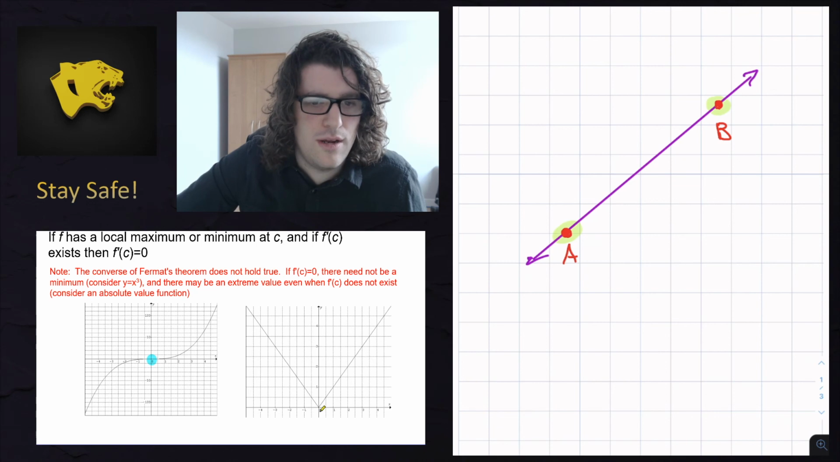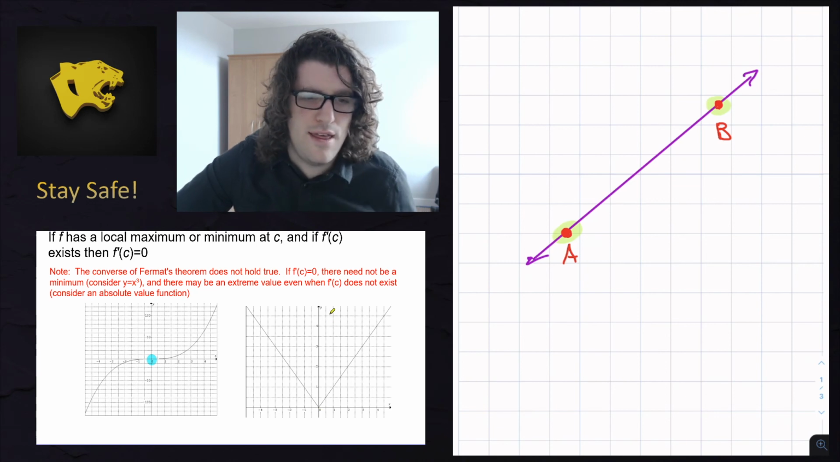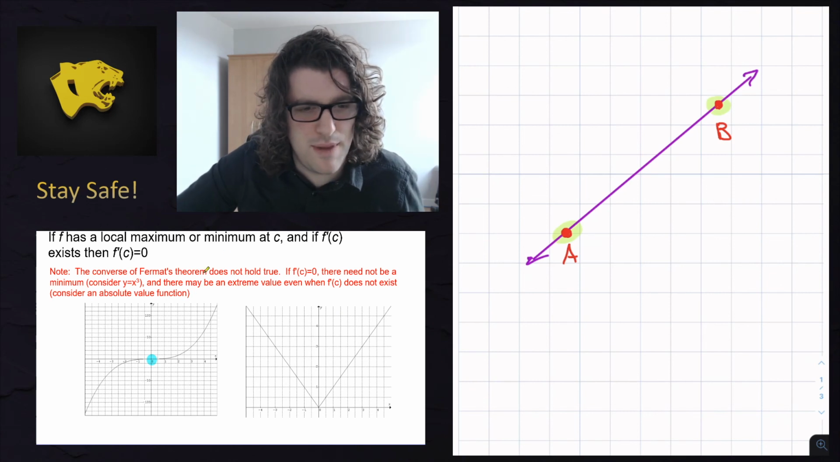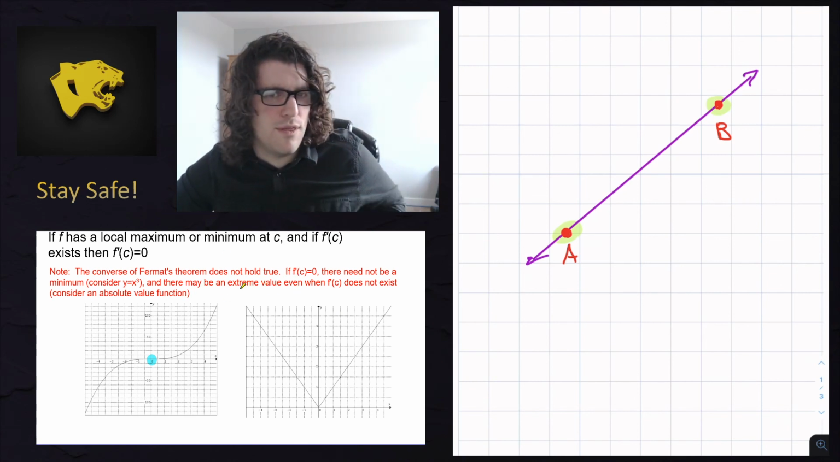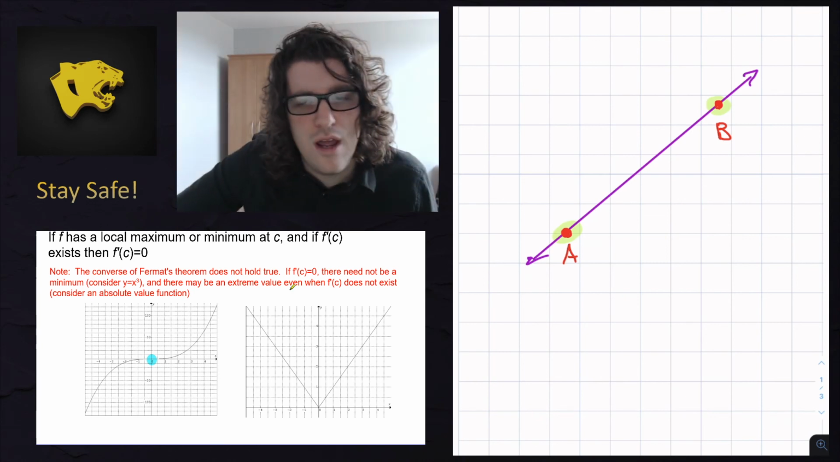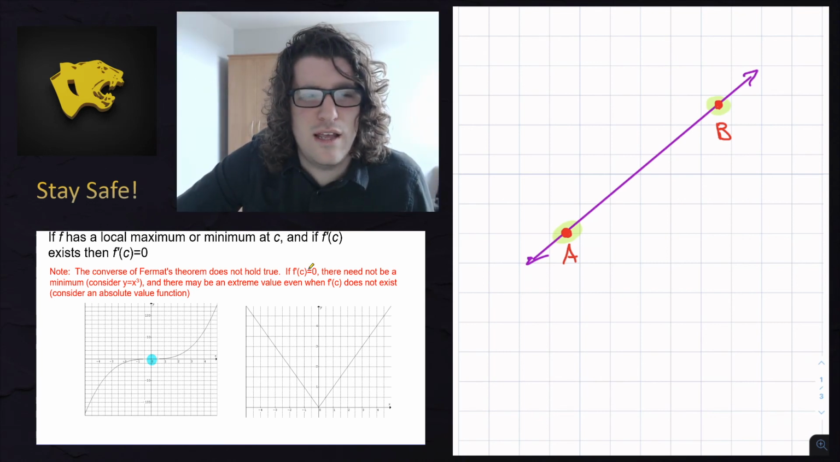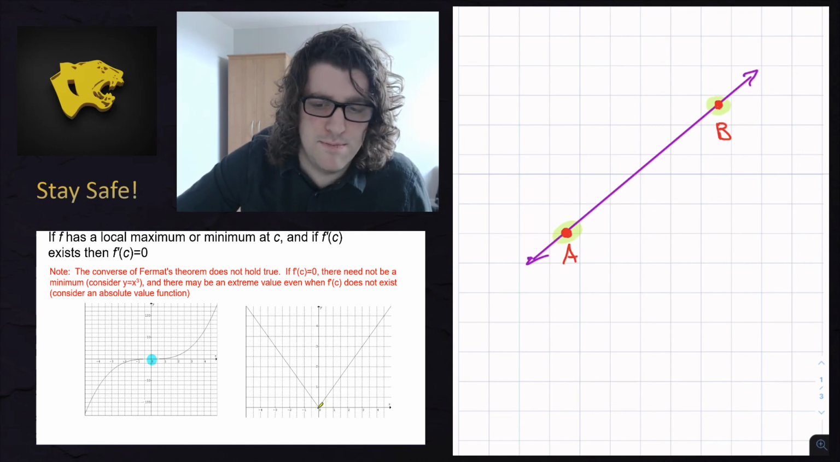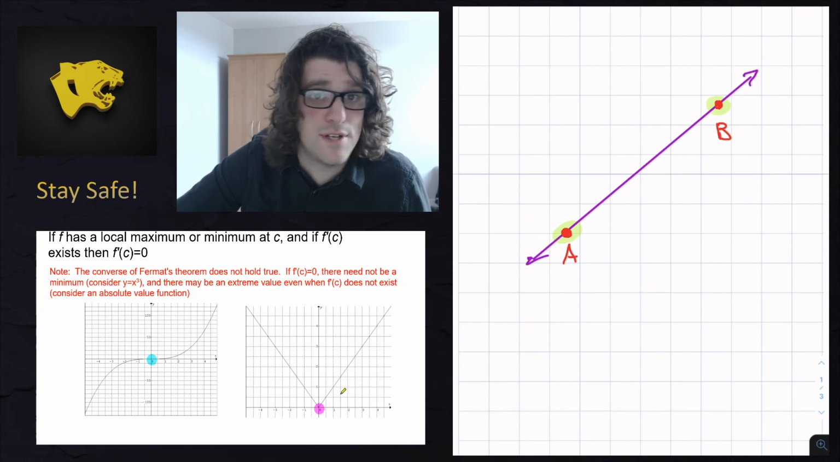Also, though, this idea that the derivative has to exist for it to be a maximum or minimum is not necessarily true, and that's not really what this is implying at all. It's basically saying if you do have a maximum or minimum and the derivative exists, well, you can also have a maximum or minimum, like this minimum right here, where the derivative does not exist.